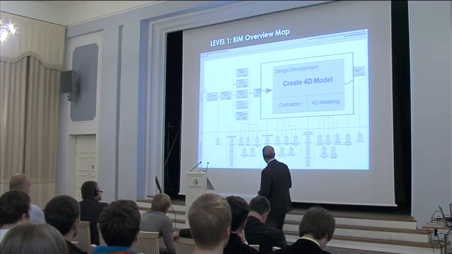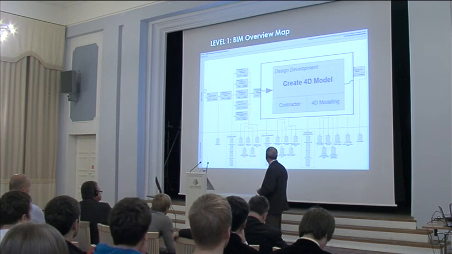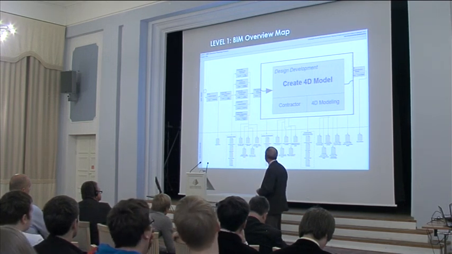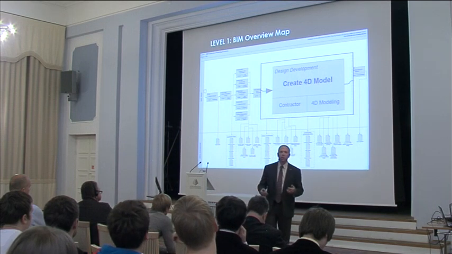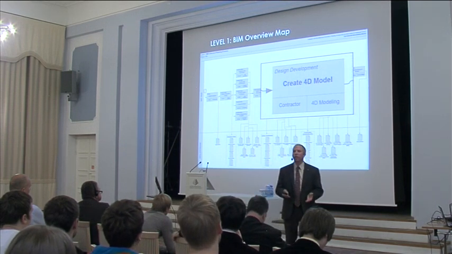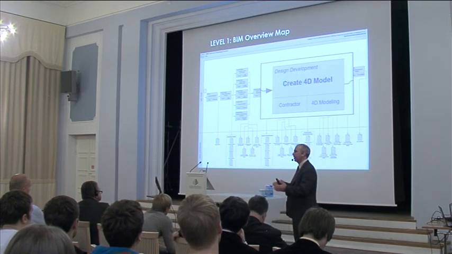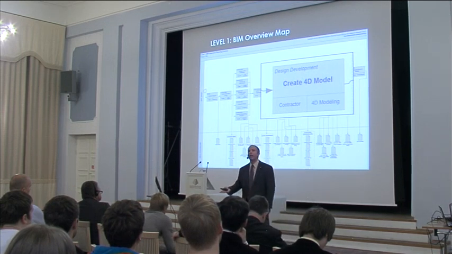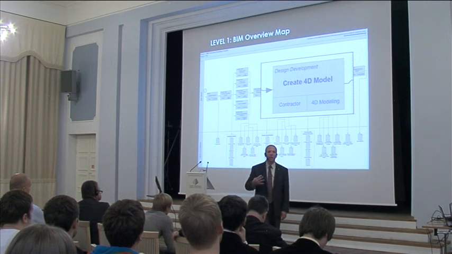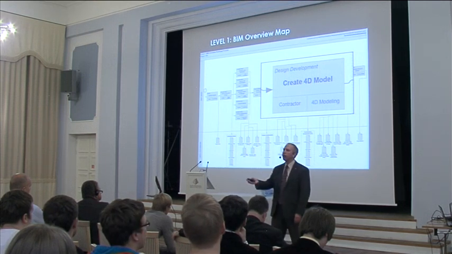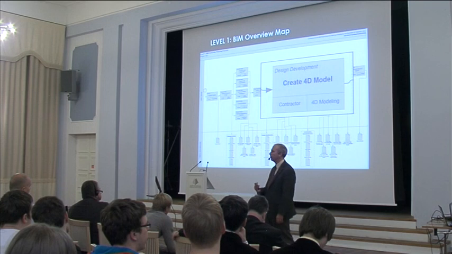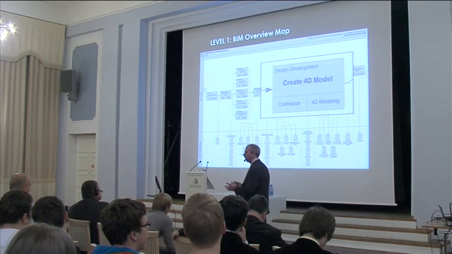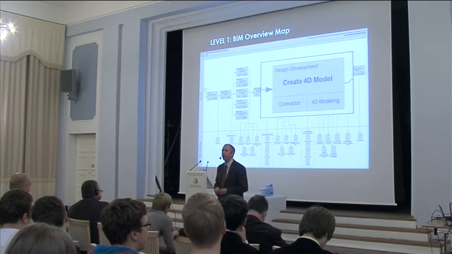And then at the bottom of this diagram, it's showing different information exchanges or information handoffs that need to go between one process and the other process. So if we want to do 4D modeling, we need to have the design information for the 3D model, and we need to collect the schedule information for that project in order to compile our 4D model.